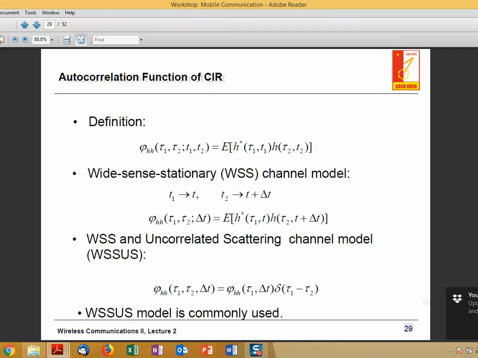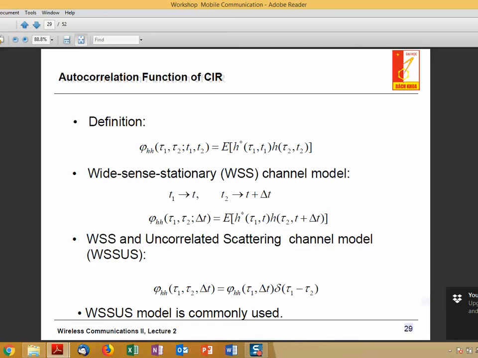So we replace T1 by T and T2 by T plus delta T, and we have this replacement. That is one replacement. And the other assumption is that the channel is a wide-sense stationary and uncorrelated scattering channel model. We call that the WSSUS channel model.